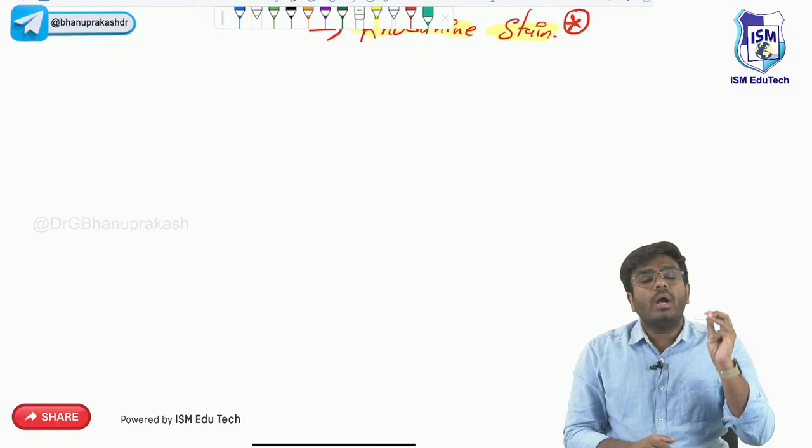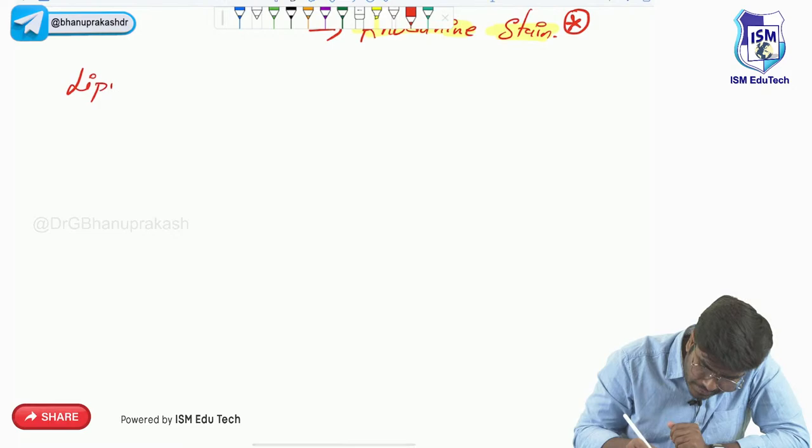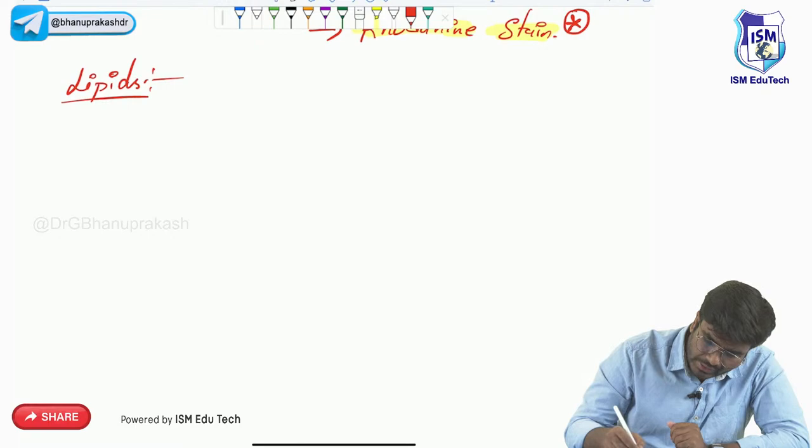So how do we see these lipids? How do we stain these lipids? Lipids are stained with, this is an MCQ, lipid accumulations are stained with what? Can anyone tell me? This is repeatedly asked in MCQs.